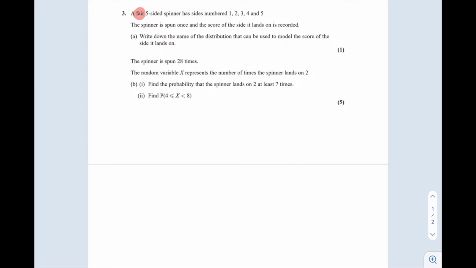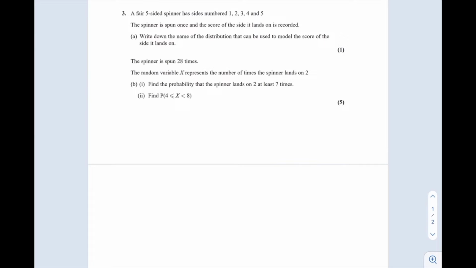So it's a little bit like a dice. On a dice you've got 6 sides. You've got 1, 2, 3, 4, 5 and 6 as the numbers, and they're all equally likely. But we're using a spinner this time. It's only got 5 options on the spinner, but like a dice, they're all equally likely. The probability of landing on one of those 5 numbers is all the same.